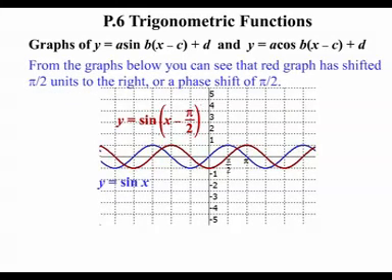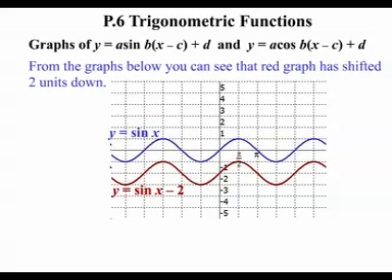Here we're given two graphs, y equals sine x in blue, and then you have y equals sine of x subtract pi over 2. That x subtract pi over 2 gives us our horizontal shift of pi over 2 units. If you look at the graph in blue, it's going up through the origin on its way up to 1. In the red graph, it's going up through pi over 2 on its way up to 1. That is a result of the phase shift.